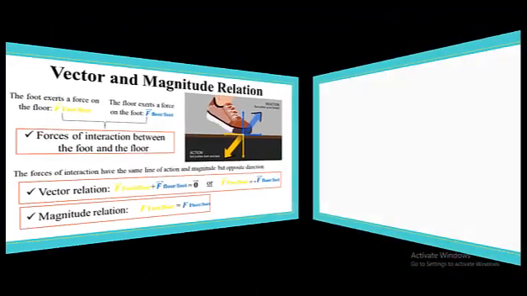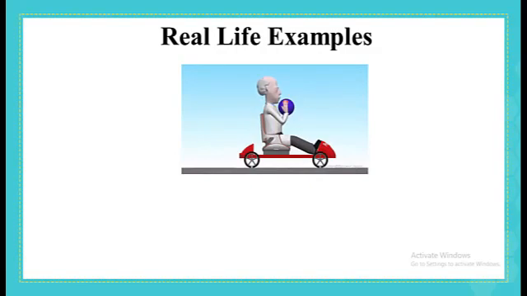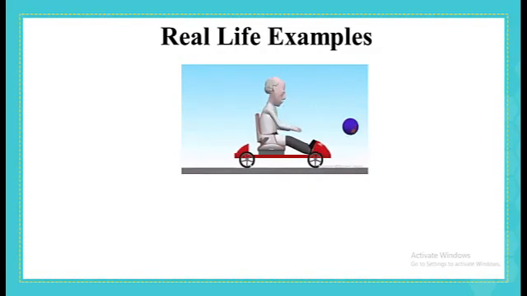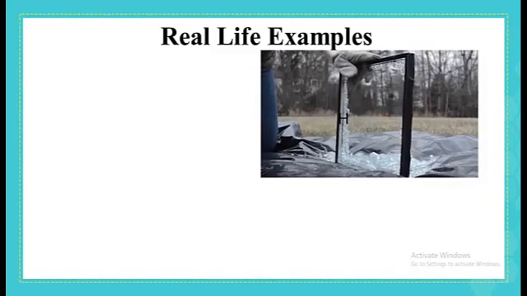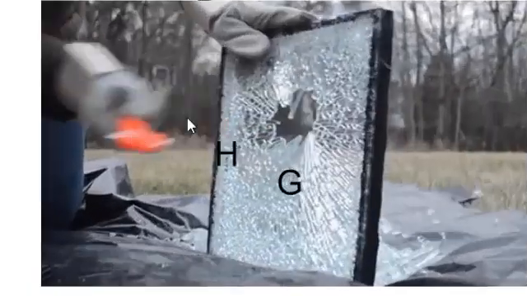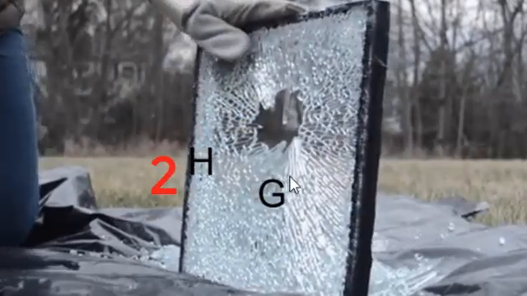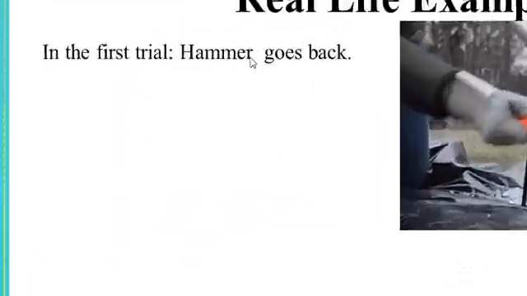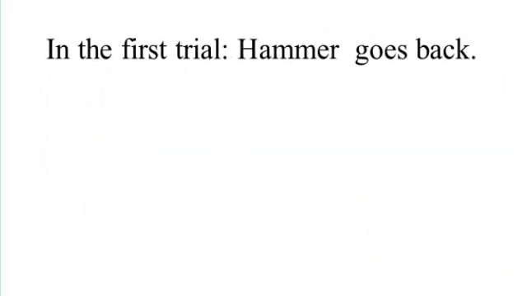Let's have a look at some real-life examples of interaction. For example, this man will exert a force on the ball, and the ball exerts a force on him, so he moves backward. Another tricky example right here. Here we have an interaction between the hammer and the glass. First trial and the second trial. In the first trial, the hammer goes back. Just wait, and now it moves backward.